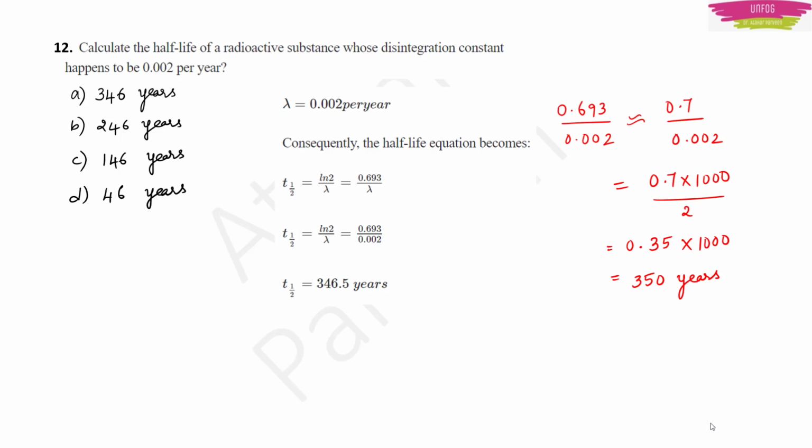Now in the denominator you can write 2 and you can send 3 zeros in the numerator, right? Correct? Now 2 ones are 2, 35s are 70. So 0.35 into 1000, or 350 years. Which is there nearby in the options? It is 346 years. That's it. This will be the right answer. Okay.